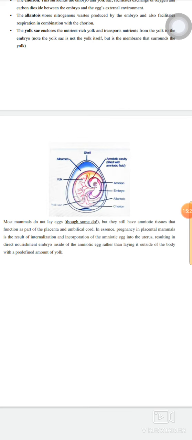So in closing, I said that most animals do not lay eggs. Most mammals do not lay eggs, although some do, okay? But they still have amniotic tissue that functions as part of the placenta and umbilical cord, just like in humans. In essence, pregnancy in placental mammals is the result of internalization and incorporation of this amniotic egg into the uterus. So even in the uterus, all these things also work in humans, okay? This results in direct nourishment of the embryo inside the uterus rather than developing outside of the body with a predefined amount of yolk.